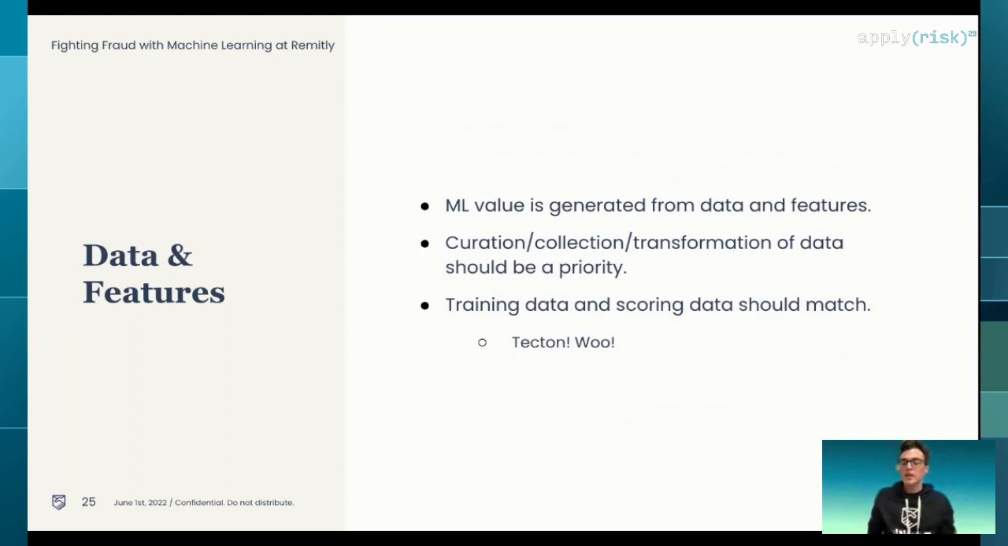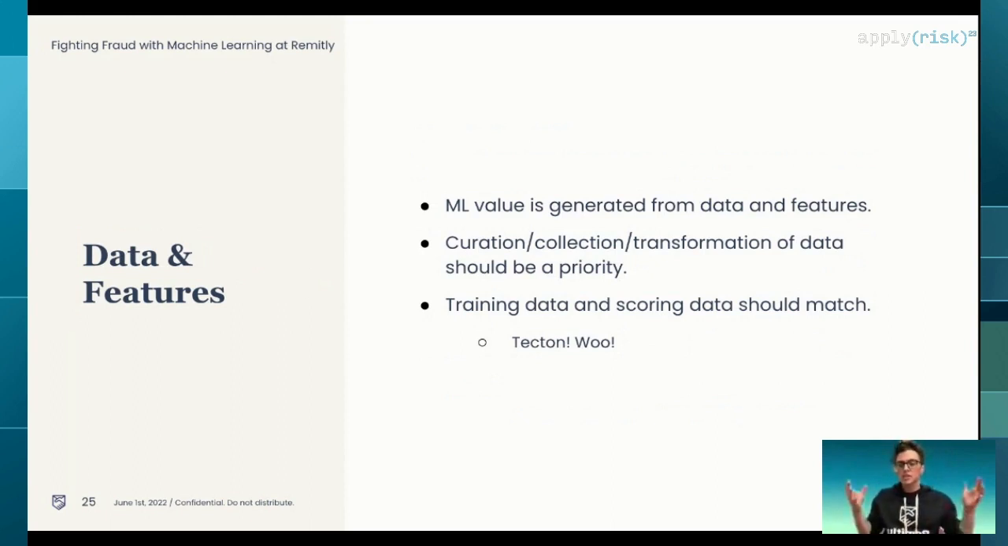Model volatility can come from many sources: feature drift, vendor downtime, seasonal trends, you name it. The goal for us is to reduce volatility wherever we can. And the first place to start here is aligning your online and offline drift. We went with Tecton to solve this problem because of the drift between our two data pathways.